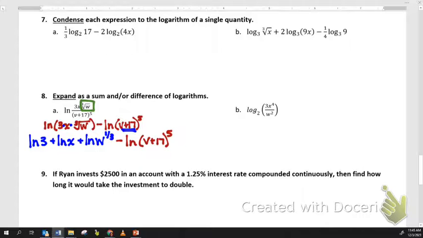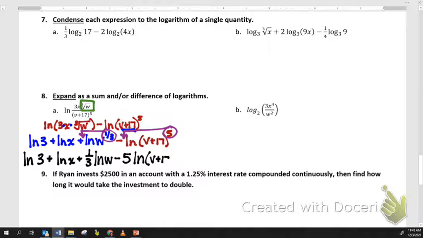And then I would make use of my powers property. I would drop these exponents down into the front as coefficients. So fully expanded, I would have natural log of 3 plus natural log of x plus 1/3 natural log of w minus 5 natural log of v plus 17. And again, that v plus 17, I can't do anything with that. I can only break apart multiplication or division or powers. And you said 5B? Okay.